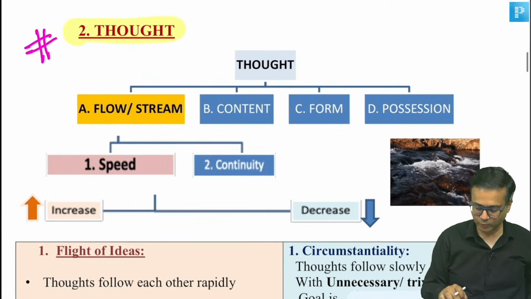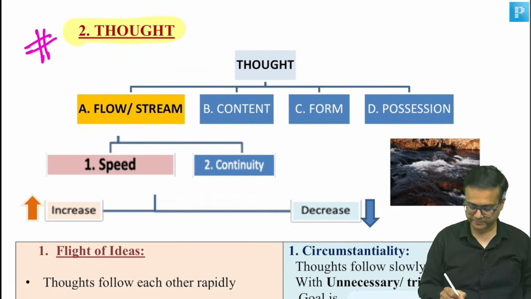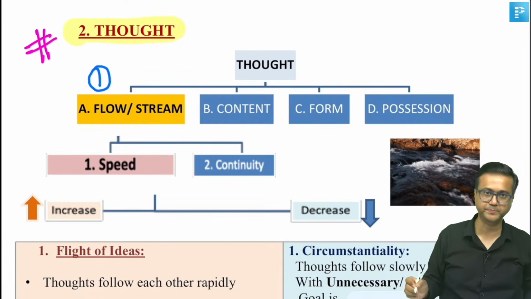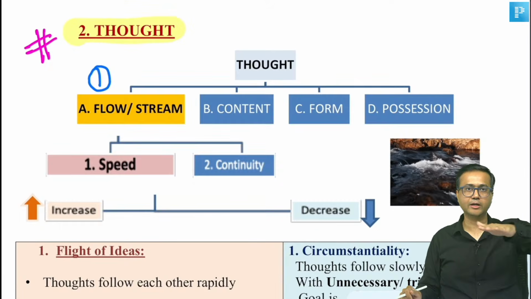And as all of us know, we have divided abnormalities of thought beta into 4 domains. One is flow or stream. Just like water flows in a river, similarly thoughts are flowing in our mind.